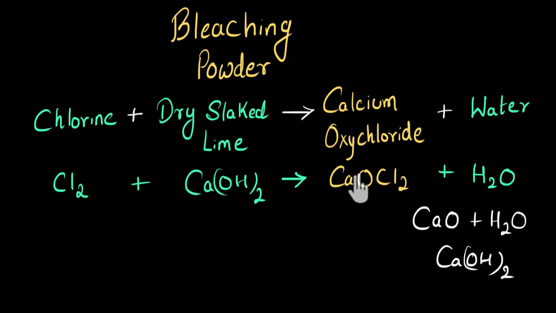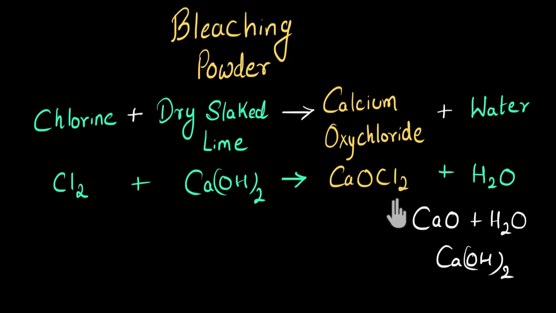By the way, the actual formula of bleaching powder is slightly more complex. To understand that, we will have to study many more concepts, so we will do that in future videos. But for now, just understand that bleaching powder is calcium oxychloride and its formula is CaOCl2.